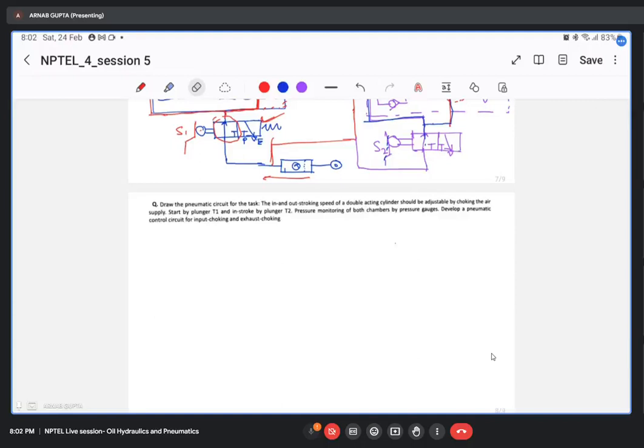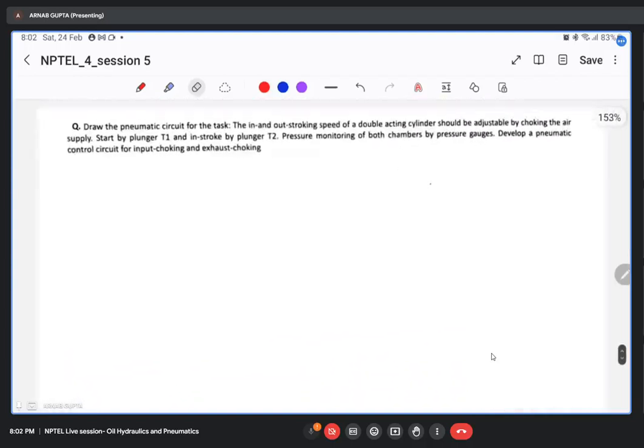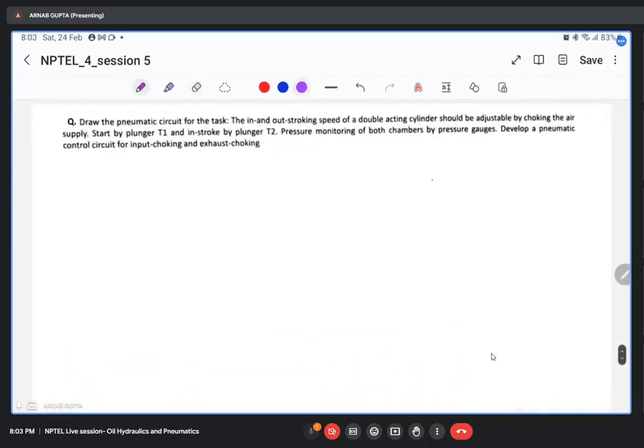Coming to the next question, draw the pneumatic circuit for the following task. The in and out stroking speed of a double acting cylinder should be adjustable by choking the air supply. Start by plunger T1 and in stroke by plunger T2. Pressure monitoring of both chambers by pressure gauges should be there. That provision should be there. Develop a pneumatic control circuit for input choking and exhaust choking. First, let's do for the input choking.